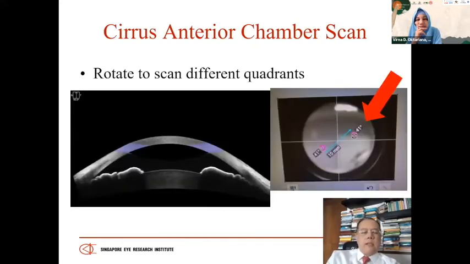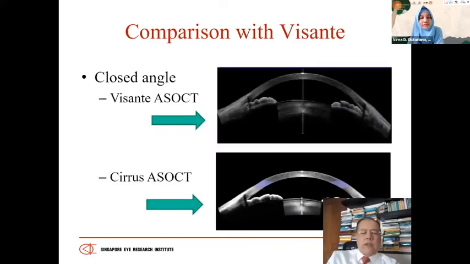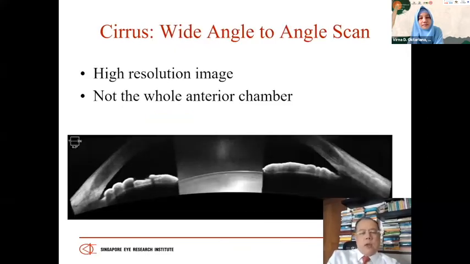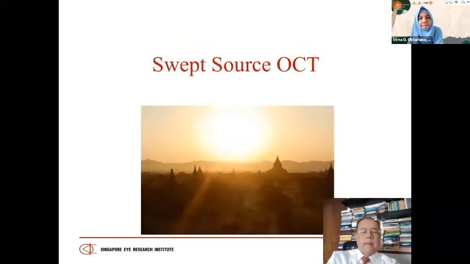With the Cirrus anterior segment scan you can obtain different cuts by rotating the axis. And here's an example. If you compare the Cirrus with the Visante, you can see they look quite similar, maybe slightly brighter with the Cirrus only. And of course, sometimes they have this blue band in the cornea. The Cirrus also has a wide angle-to-angle scan, which looks at higher resolution of the anterior segment angle only, but not the whole cornea.